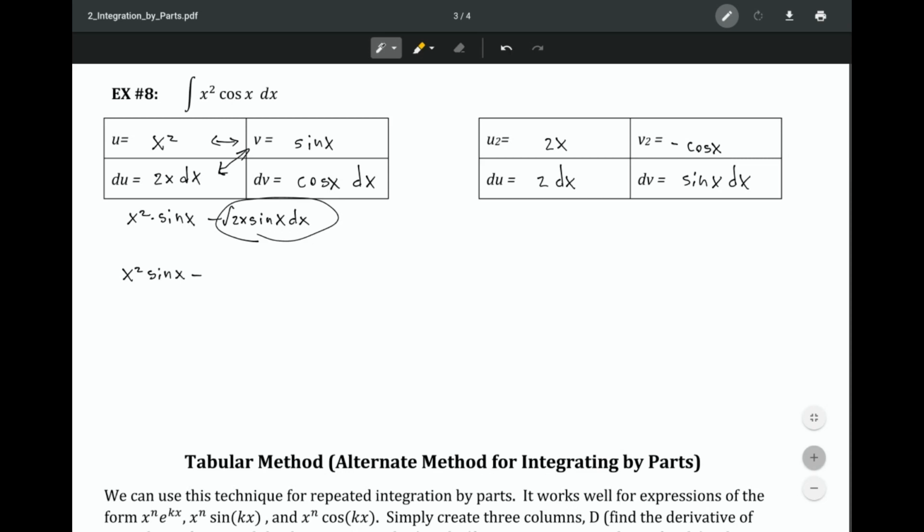Now the whole thing that I circled there, I'm going to write the whole thing that I'm about to write here. So we have 2x times negative cosine. So that's going to be 2x cosine x minus the integral of 2 times the cosine of x, but because that's a negative, it's going to make this a positive.